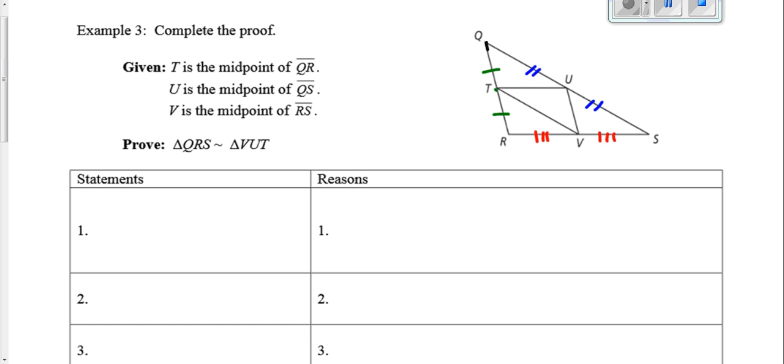So let me draw that. QRS is the big guy, and UVT is this little guy. I'm going to make him in a wavy line so you can kind of see the difference between the two.